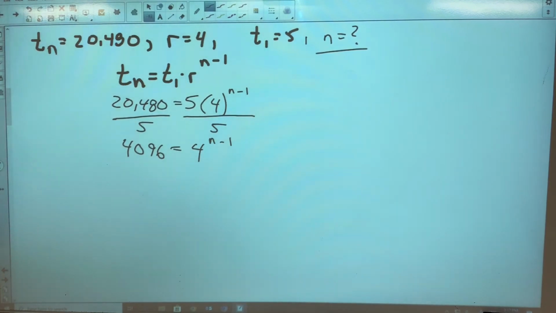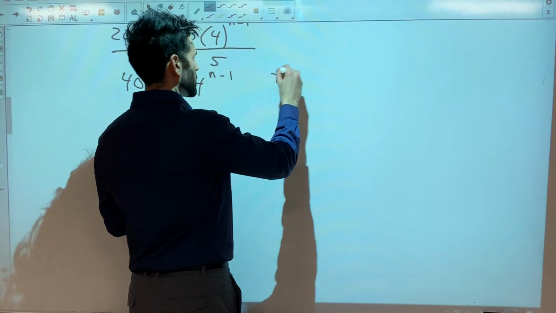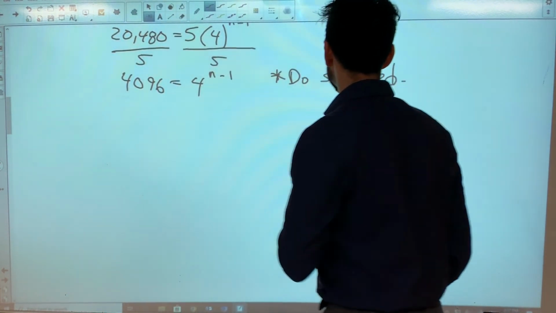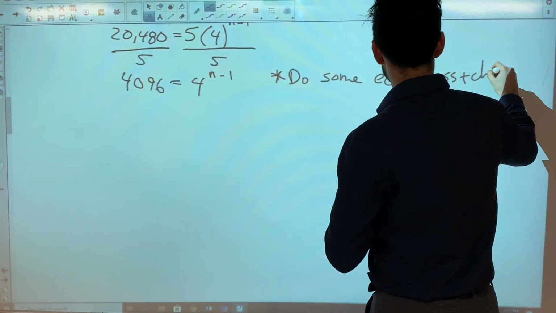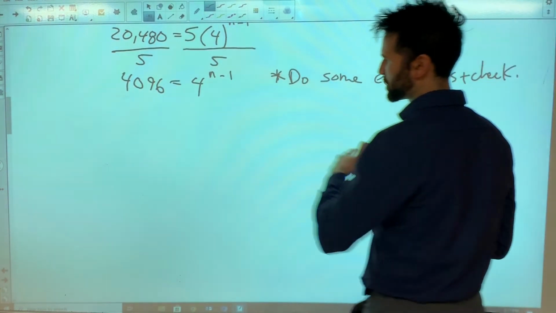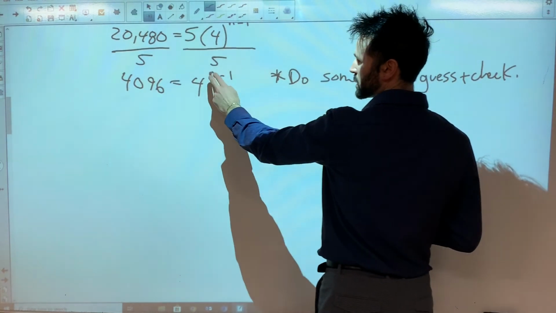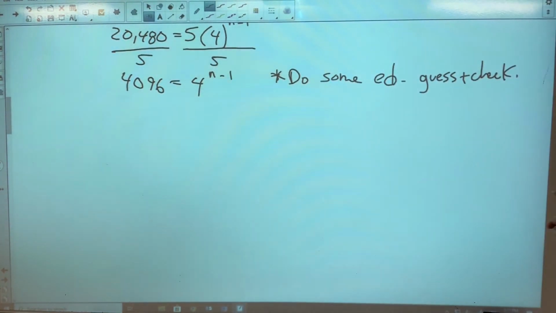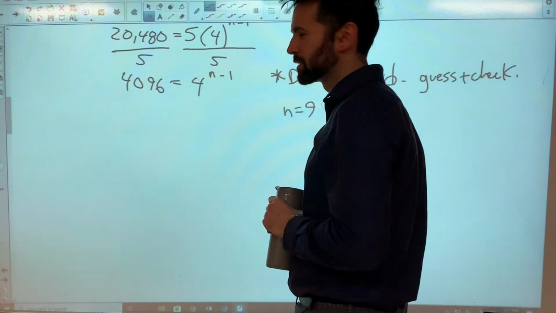So, like I said, in grade 12, you have a really good way of solving this. In grade 11, we're just going to say, do some educated guessing and checking. What I mean by educated is, this is a pretty big number, so you're probably not going to say, well, n is 2, right? Because we know that 2 minus 1 is 1, so 4 to the power of 1 isn't big enough. So maybe you'll try n equals 9 or something, right?